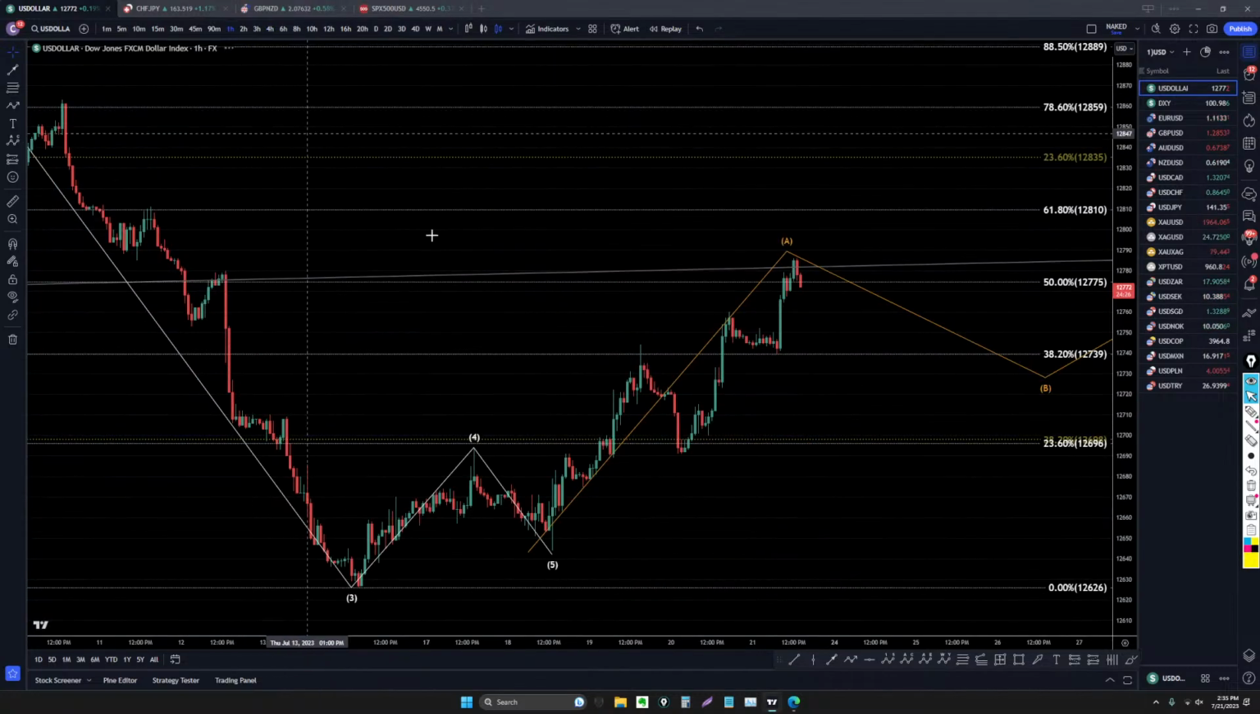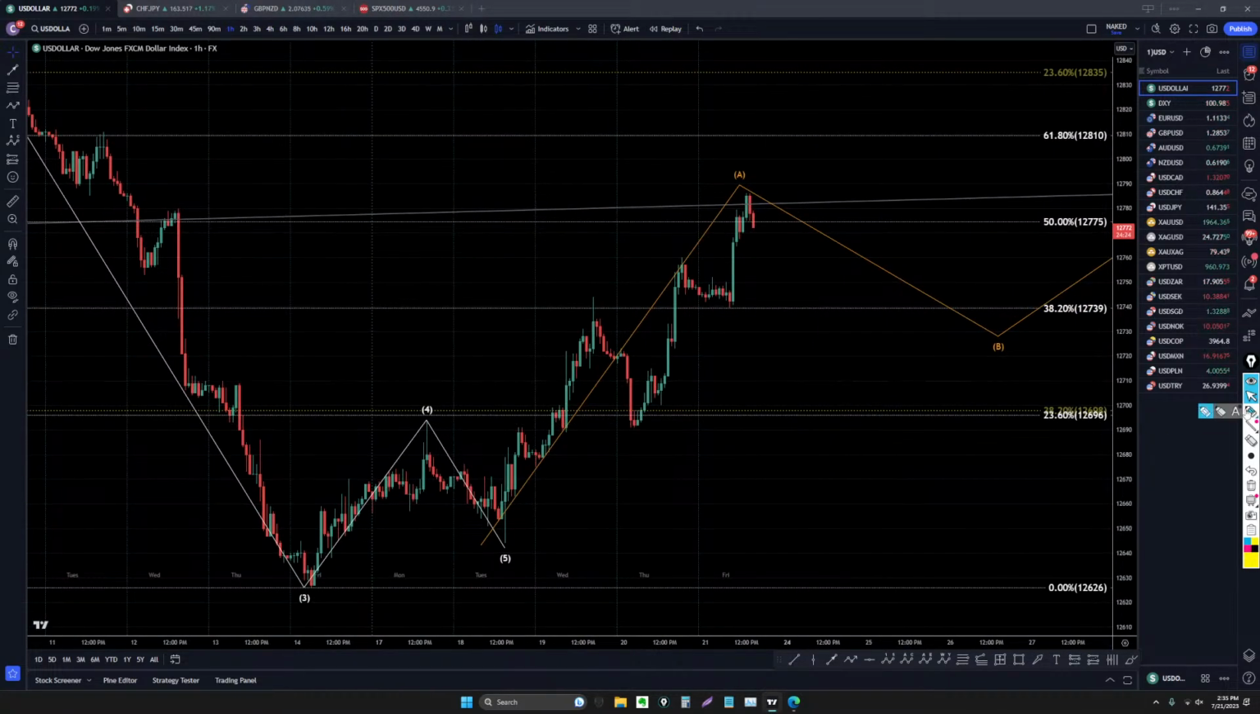So taking it down to the 1-hour time frame, I think that the dollar is probably going to spend the rest of the day going down. If I had to guess, it's probably going to end up going down, making an A, B, and C, probably until next Wednesday. It's going to do something like this.